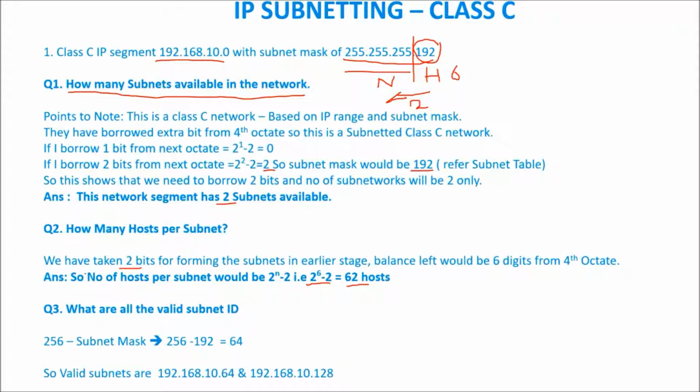So first conclusion, I will have two subnets. Second conclusion, each subnet will have 62 computers inside it. So I can have 62 usable IPs inside the network.